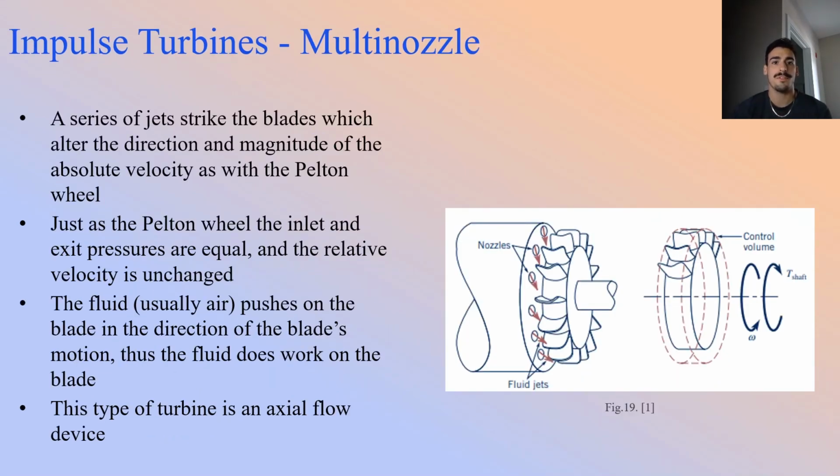Another type of impulse turbine is a multi-nozzle. Within a multi-nozzle, there's a series of jets that strike the blades, which alter the direction and magnitude of the absolute velocity, as with the Pelton wheel. Just as with the Pelton wheel, the inlet and exit pressures are equal, and the relative velocity is unchanged. The fluid, which is usually air, pushes on the blade in the direction of the blade's motion, thus the fluid does work on the blades. This type of turbine is an axial flow device.